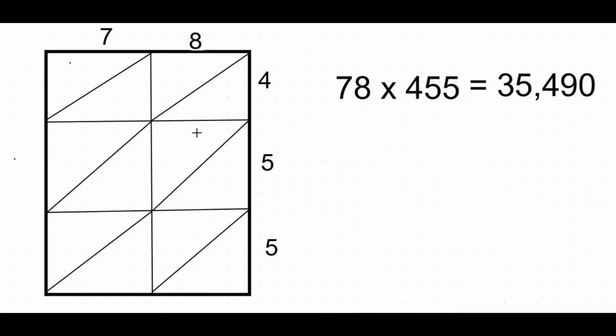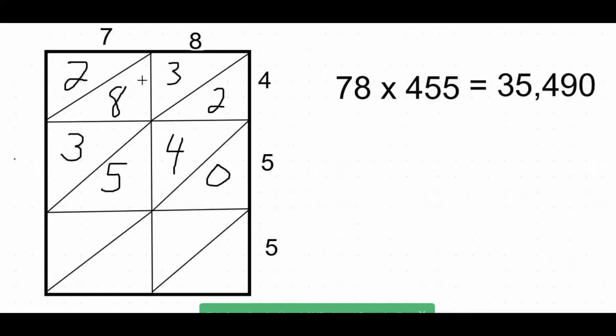All right, now here's how they did it. They take 7 times 4 and put the answer, 28. Then they took 8 times 4, which is 32. Then down here they took 7 times 5 and put the answer to that, and then 8 times 5. Okay, 7 times 5 is 35. Oh goodness, sorry about that. Let's erase that. 35. And then 8 times 5 is 40.